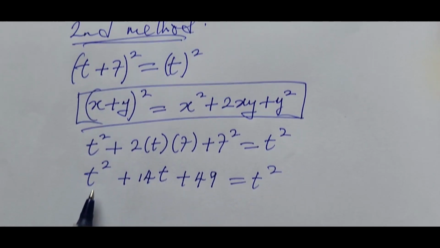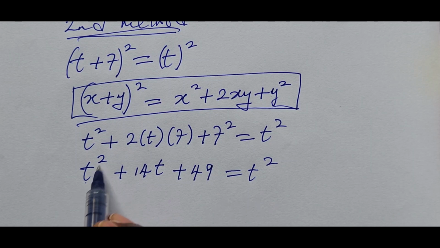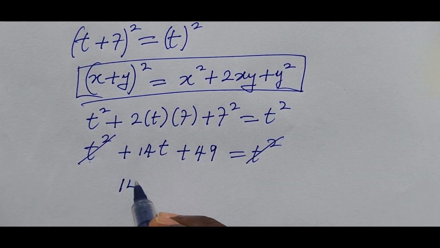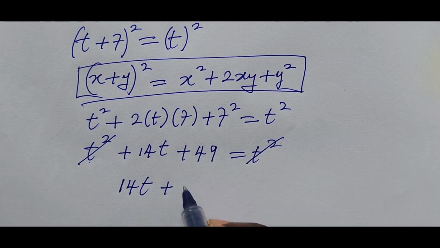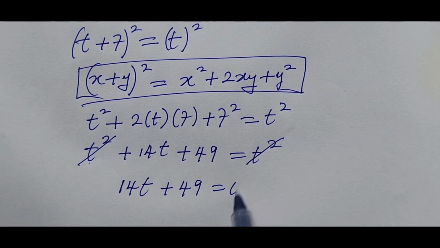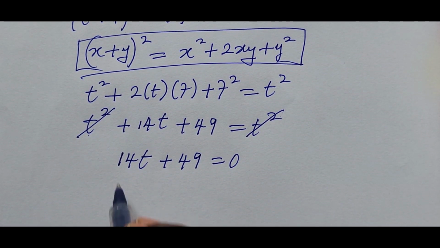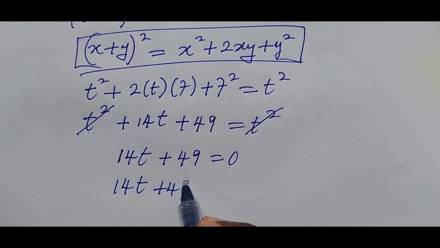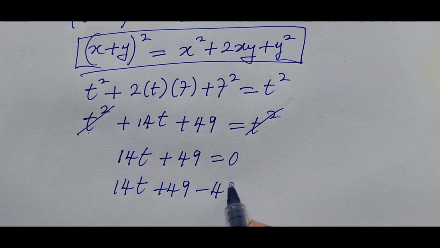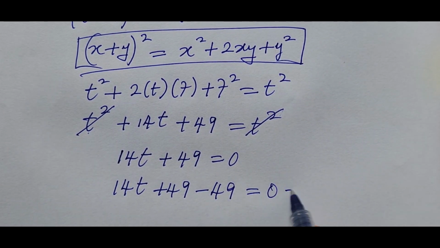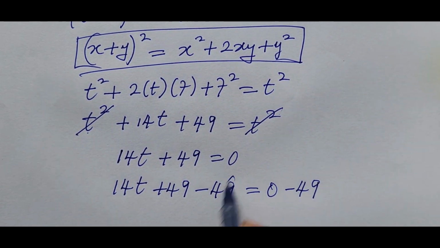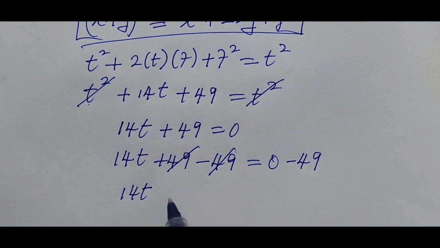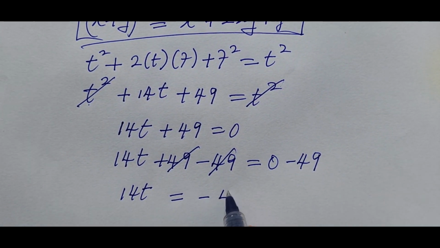Here we are having t squared here, and we are having t squared here. And so the two of them will leave the system. And so we're going to have here 14t plus 49 equal to 0. Subtract 49 from both sides of the equation. So we have 14t plus 49 minus 49 is equal to 0 minus 49. And so this will leave. So we are now left with 14t is equal to minus 49.